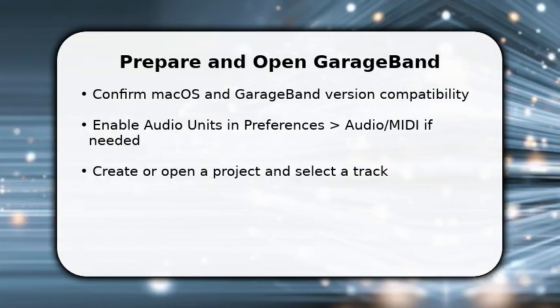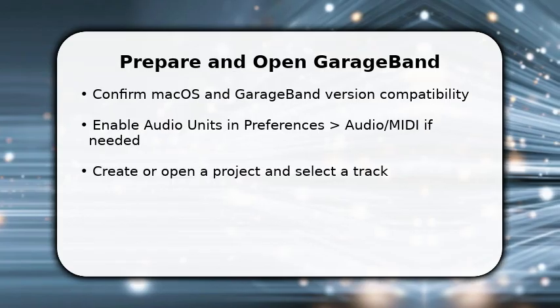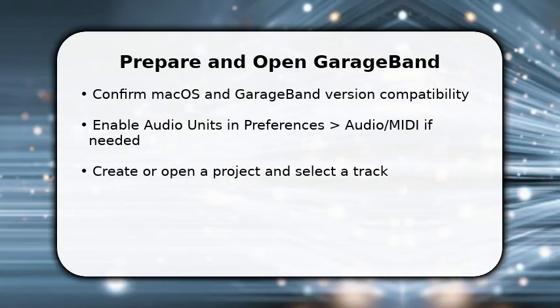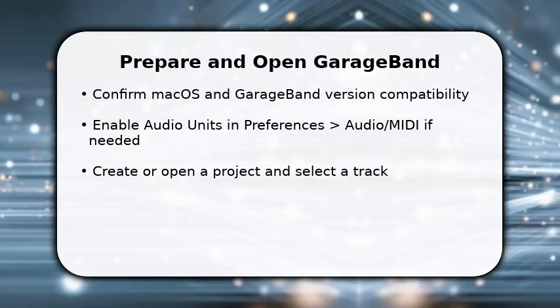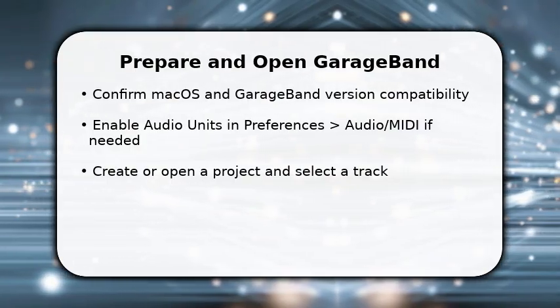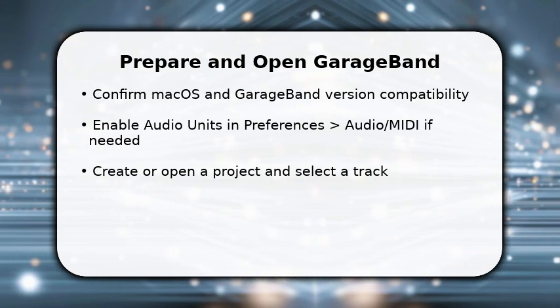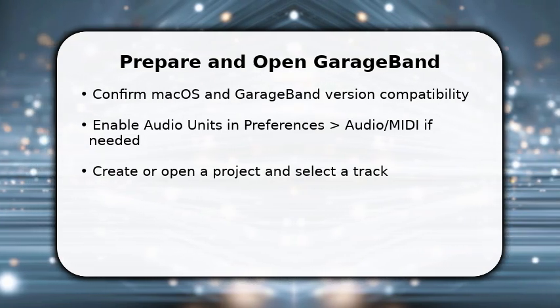Next, click the track's Plugins and EQ area to view inserted plugins. You're now in the plugin workflow and ready for the first insertion step. This ensures GarageBand scans available plugins and shows Apple and audio unit options for immediate use.